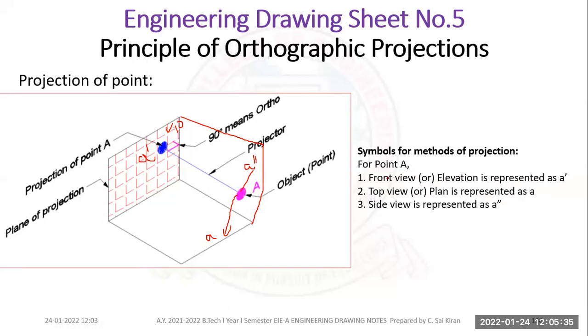Okay. Front view is also called elevation. In some problems, they will ask you to show the elevation view, or else they will ask to show the plan. Plan is nothing but the top view. Top view is plan and front view is elevation. Side view is directly called side view. So front view you have to represent as a dash, top view as a, and side view as a double dash.